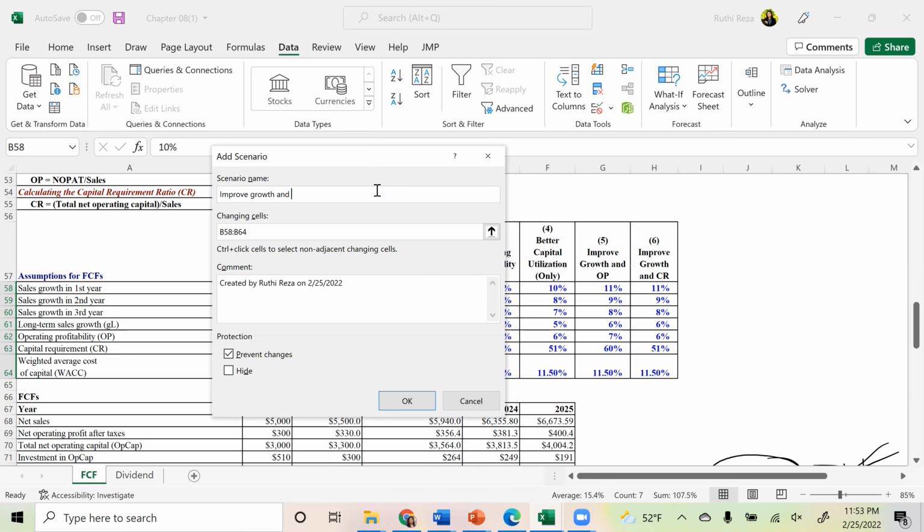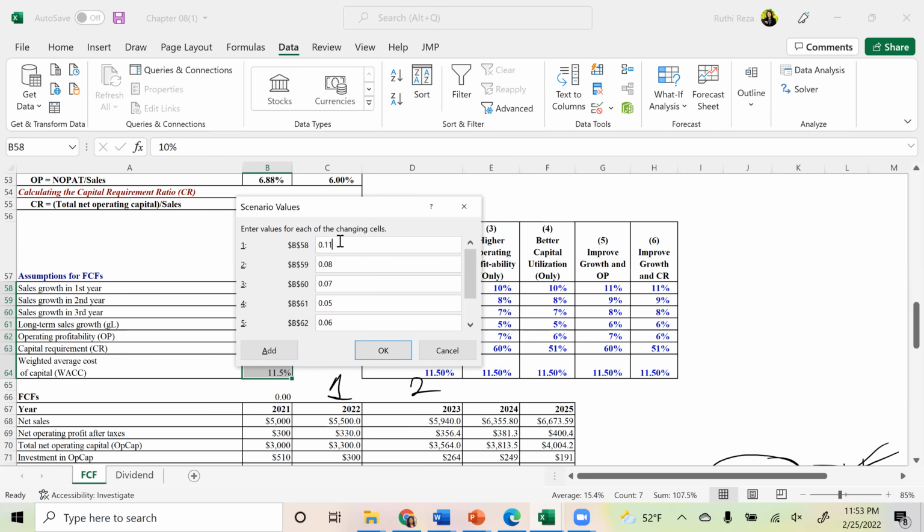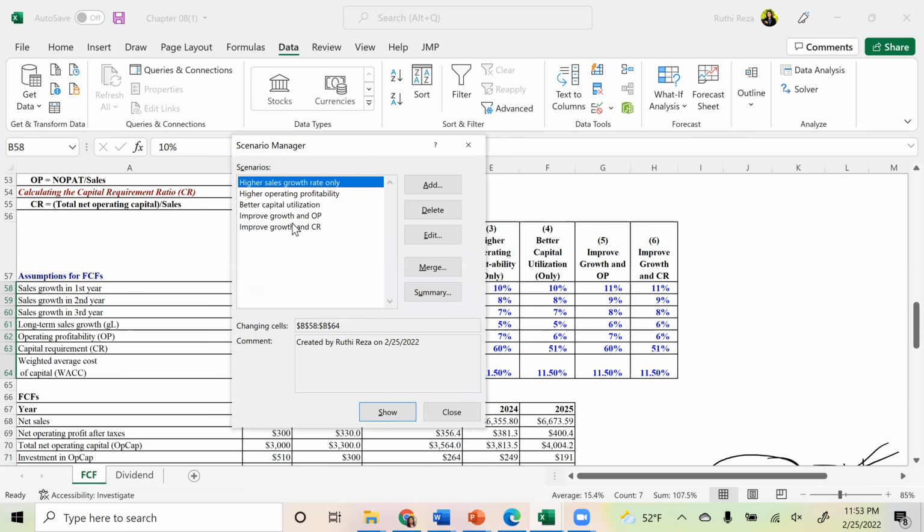Then add the sixth one: improve growth and CR, capital requirement ratio. Again, 11%, then 9%, then 8%, then 6%, then 6%, then 51%. Then hit OK. So now we have our scenarios.